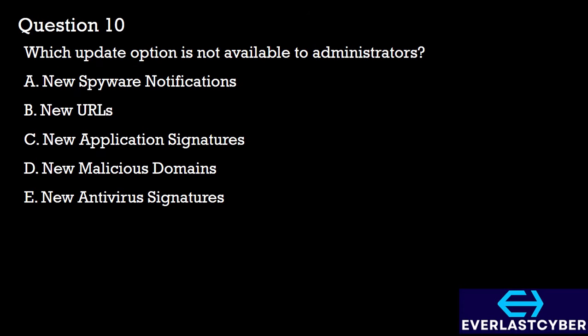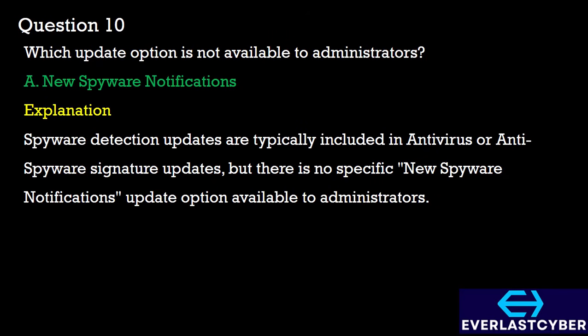Administrators can configure automatic updates for URL filtering databases. They can also use the new application signatures. It will show us a new app ID update, and it provides new application signatures to recognize and control applications. New malicious domains is also an update that is included in threat prevention updates, and it helps to detect and block malicious domains. And the new antivirus signature is regularly updated in order to detect the latest viruses, malware, worms, and Trojan. So out of the options, the update that is not available to administrators is option A, new spyware notifications.